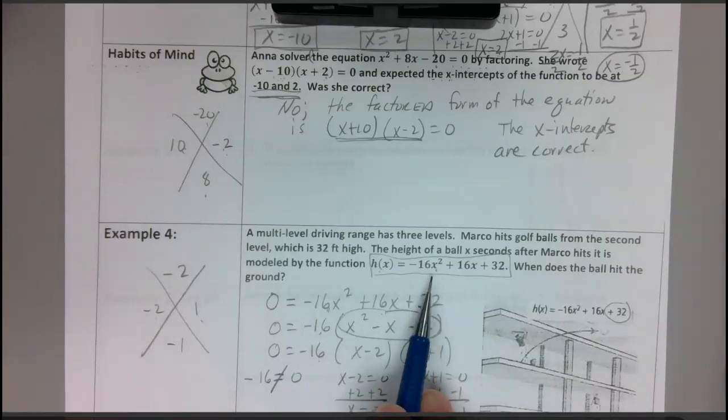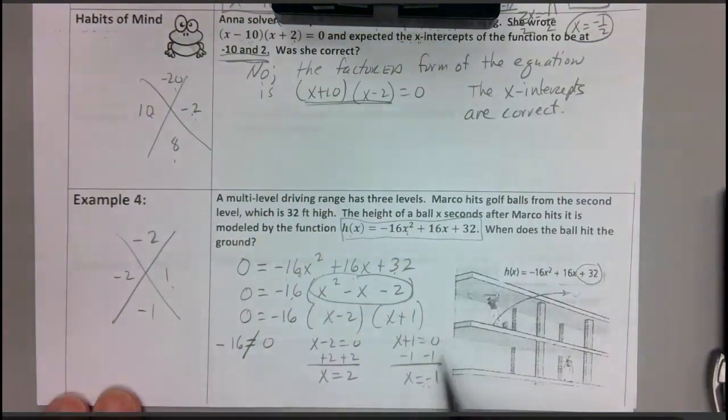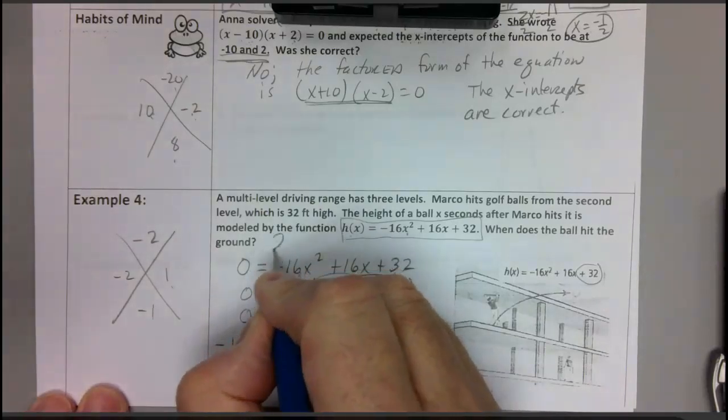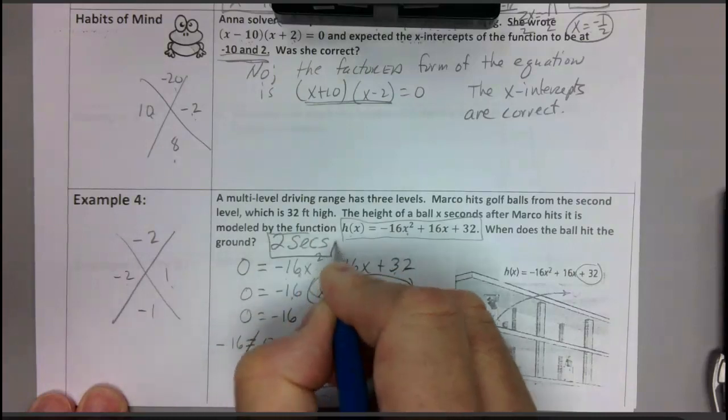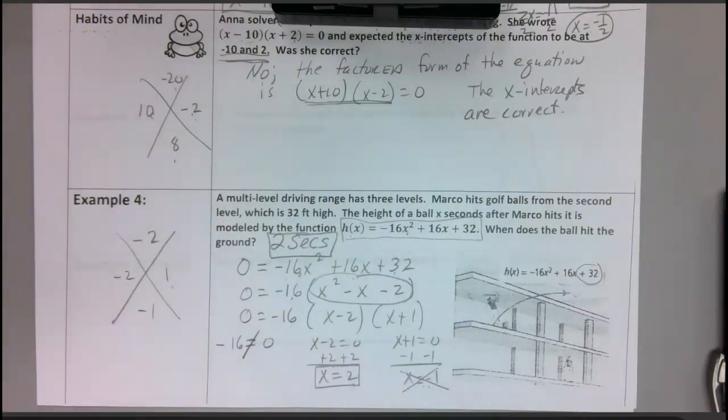Now remember, x represents time. Can you have negative time? I got negative 1, you cannot have negative time, so you can throw that one out. So this one here is your answer. Now what does it mean? When does the ball hit the ground? It hits the ground in 2 seconds. So x equals negative 1 can't be negative time, so it has to be 2. So it takes 2 seconds for that ball to hit the ground.